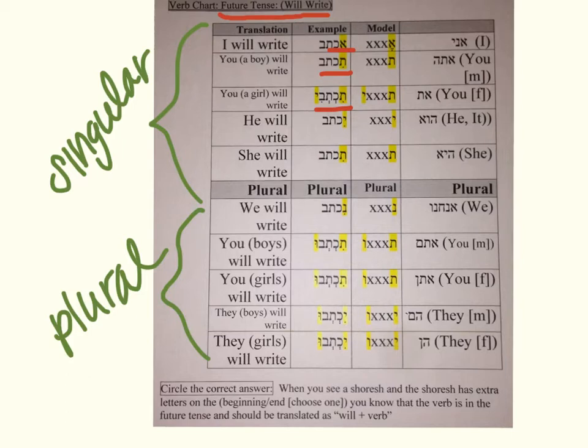And you can follow the chart the rest of the way down, the same as we did for past tense, to see how everything else is filled in. So, circle the correct answer. When you see a shoresh and the shoresh has extra letters on either the beginning or the end, you choose one. You know that the verb is in the future tense and should be translated as "will" blank, or in this case, "will write."